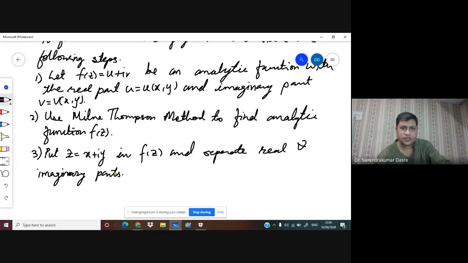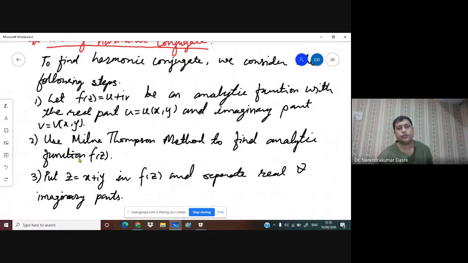Okay. So once you separate the real and imaginary part, if u is given, then you will get v as a harmonic conjugate. If v is given, then you will get u as a harmonic conjugate. Okay. And these are the three steps we have to use to find the harmonic conjugate. But when we say these are the three steps, in the Milne-Thompson method there are many steps, so we have to use all those steps here. Okay, and then finally we have to separate the real and imaginary part.